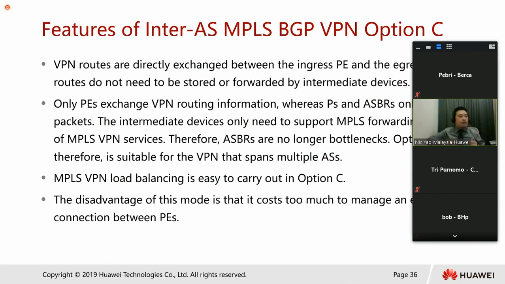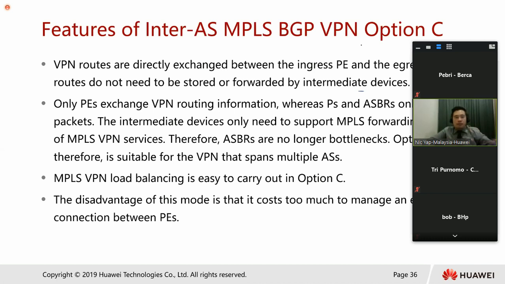So let's have a look at the second part from here. It's on the features of the inter-AS MPLS BGP VPN option C. So when compared back to option A and B, what's the difference with option C? VPN routes are directly exchanged between the ingress PE and the egress PE, and the routes do not need to be stored or forwarded by the intermediate devices. They do not need to keep and forward.